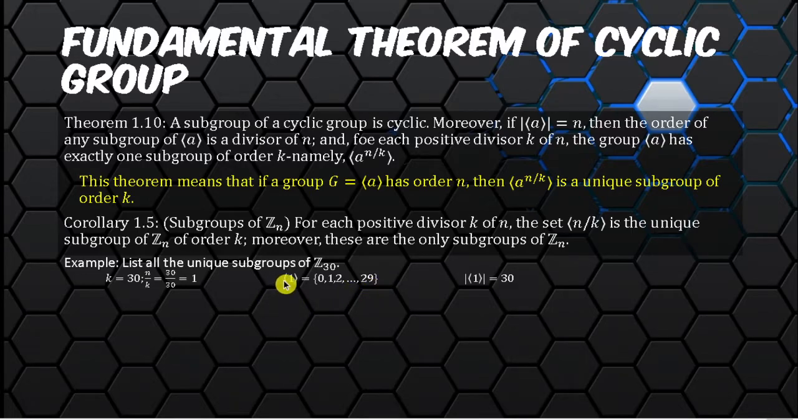Is this a generator? 2? Is 1 a generator? Yes, because 1 is relatively prime to 30. Next. So what are we doing here? We are listing the unique subgroups.